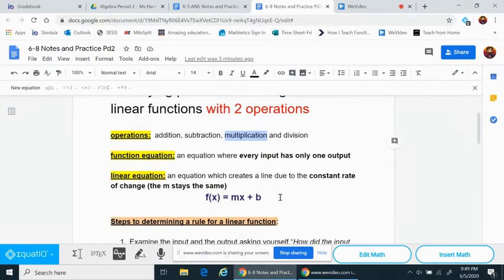We're going to continue working with the linear equation, the line equation, which is an equation which creates a line due to the constant rate of change, which another way to say is the m stays the same. So basically, it's a way to say that this equation is the rule for the entire table, which is what you guys are picking up based on the patterns we're determining.